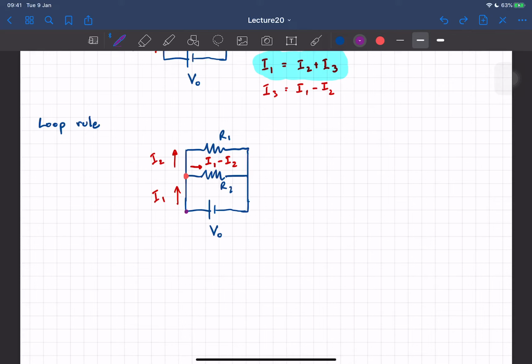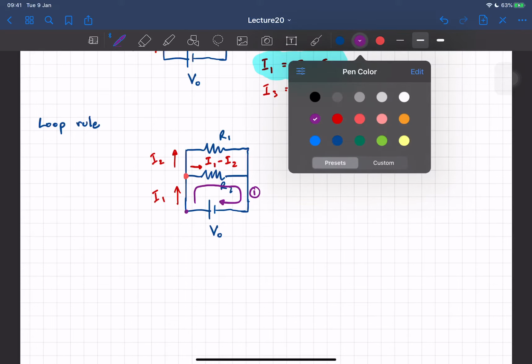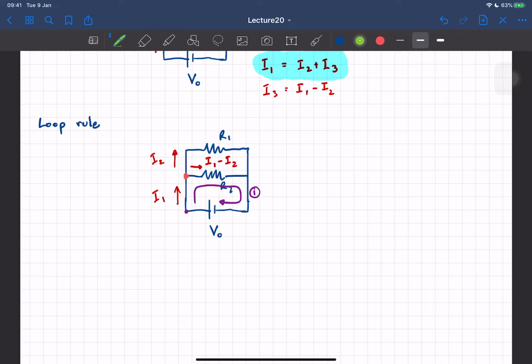So there are two possible loops. The first one is the one that goes like this, which I will call loop number 1. And the other one is loop number 2, which is the outer loop, going like this. Loop number 2.